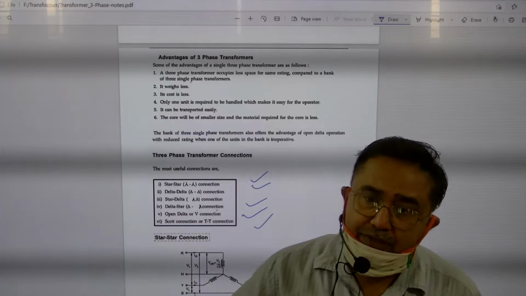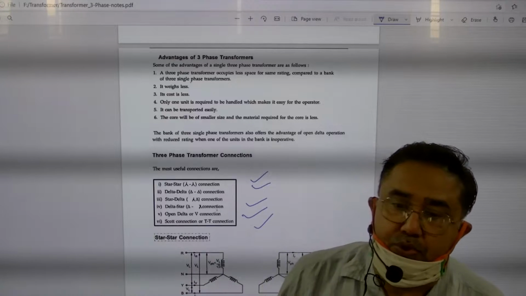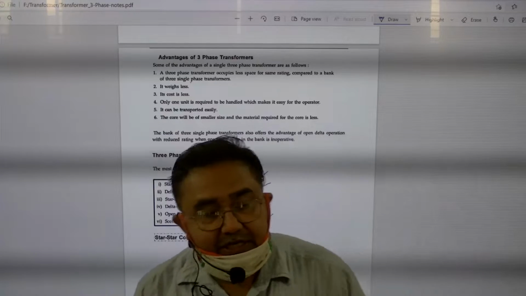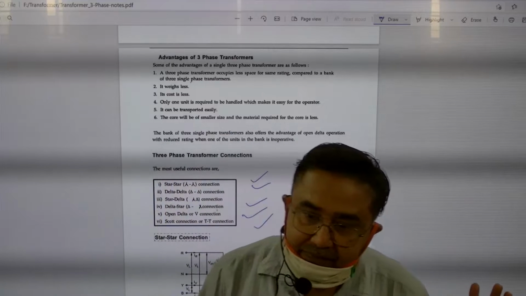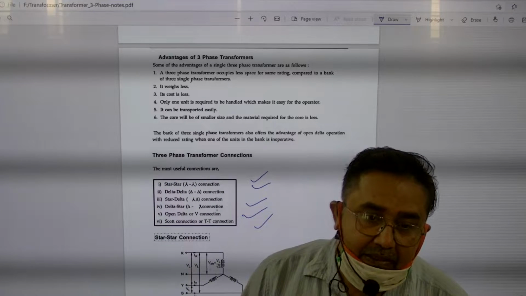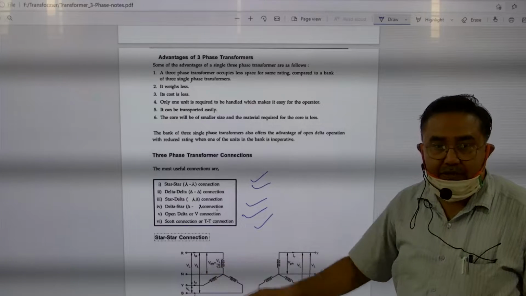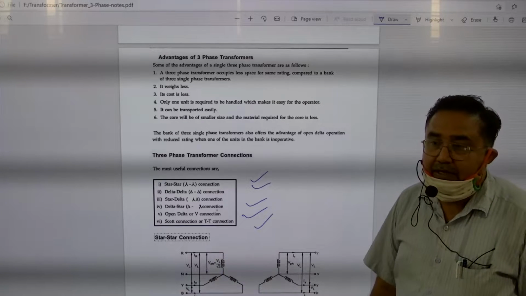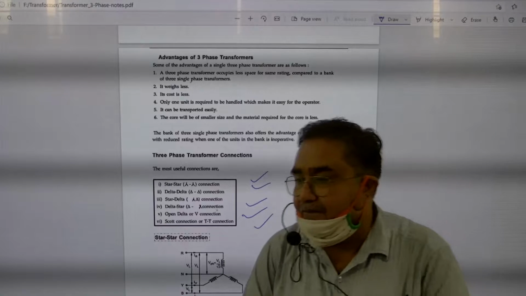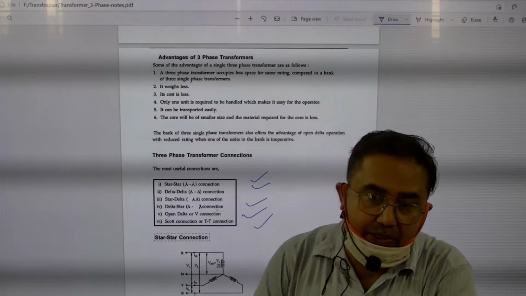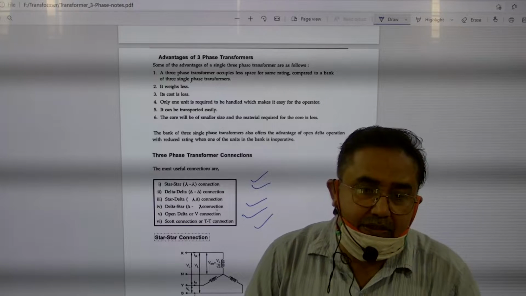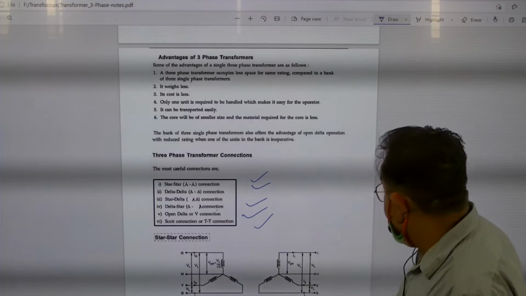So the neutral of the star winding is always connected to the neutral of the generator, and generator is always being grounded. Is it clear? So it offers many advantages of grounding, of connecting with the neutral. It allows the magnetizing current to pass through it. Otherwise, it will cause damage to the windings.